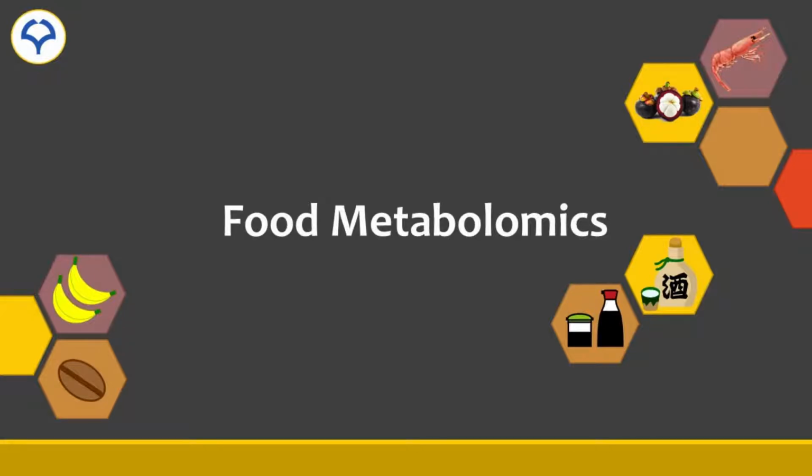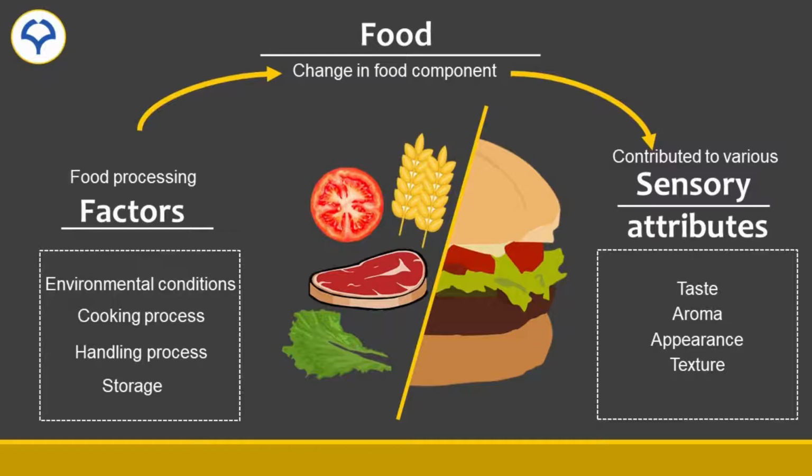In this video, we would like to explain about one of the research topics in the laboratory, namely food metabolomics. From raw materials into food on our plate, the food has been going through many processing steps. These processing steps, such as storage and cooking processes, can affect food components that reflect in their taste, or what we call sensory attributes, and affect the whole food quality.